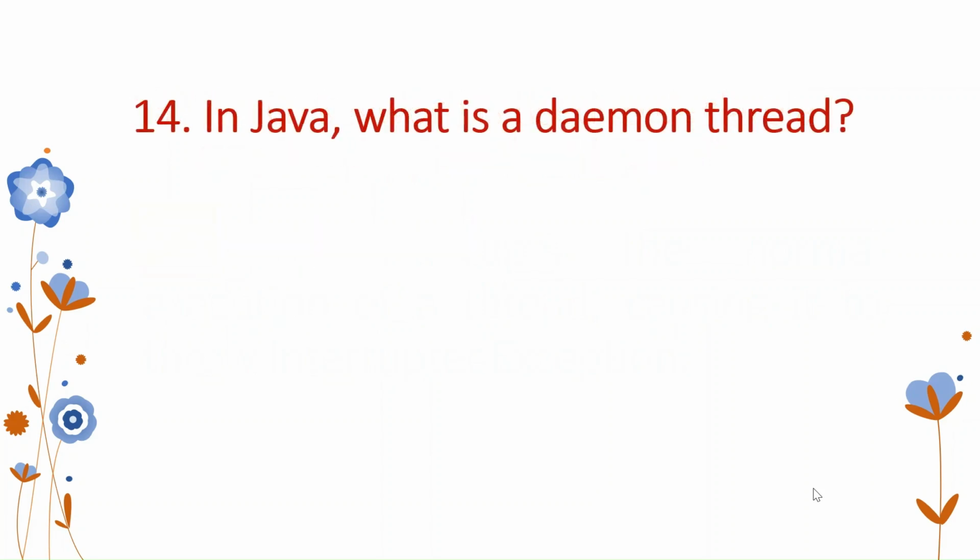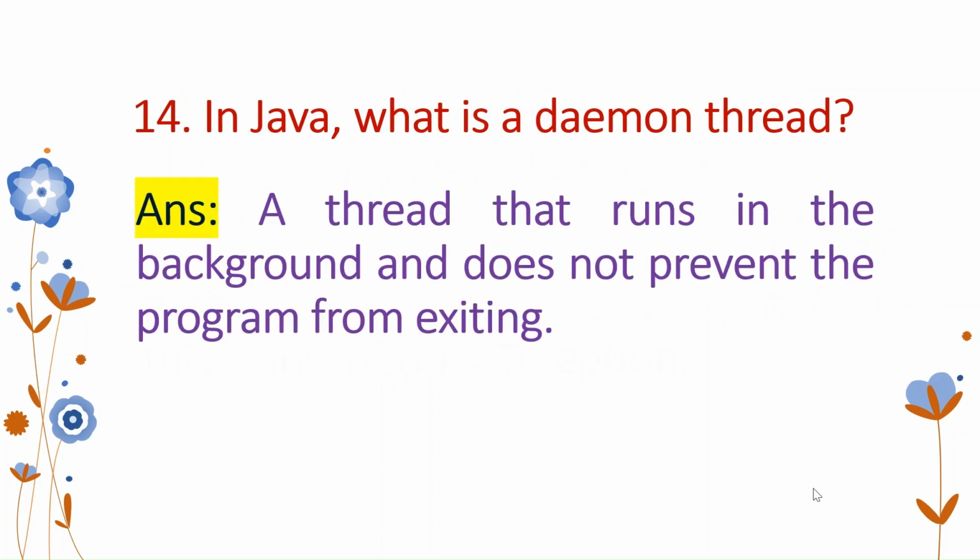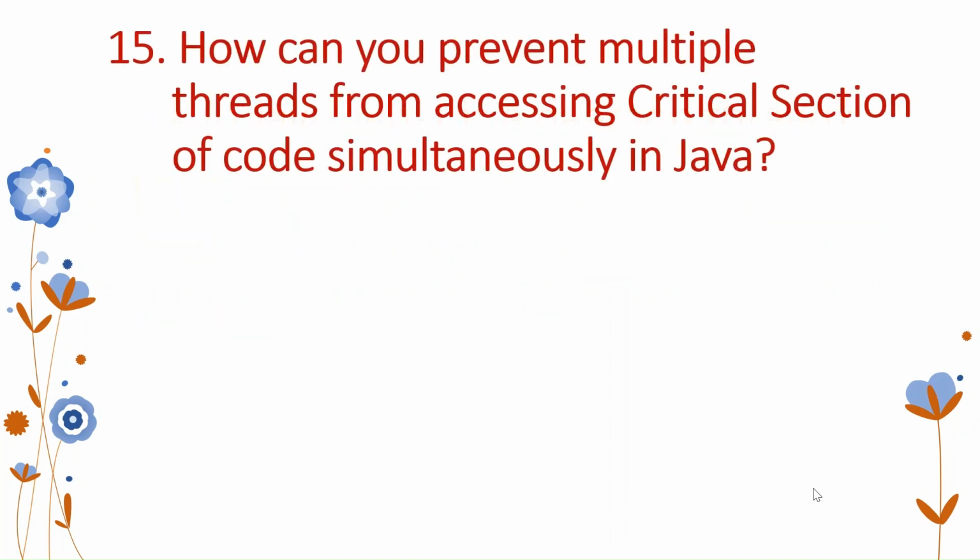In Java, what is a daemon thread? A thread that runs in the background and does not prevent the program from executing. There are so many processes working in the background supporting our application. And those processes which are working or executing in the background are called daemon threads. Those threads are not interrupting our program. So the threads which are running in the background are called daemon threads.